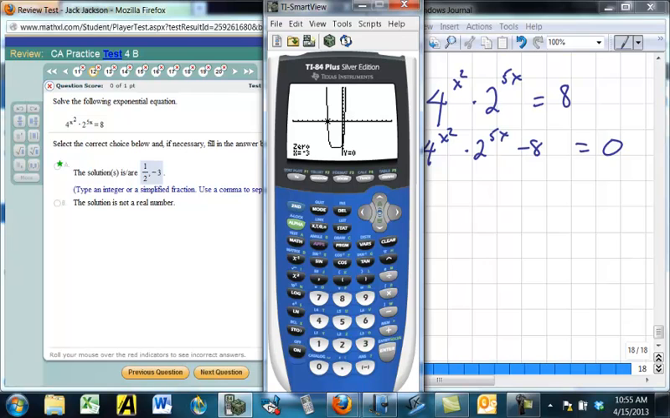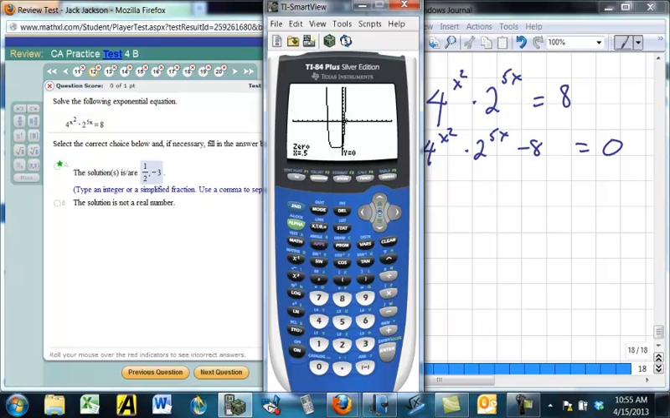To do the other one, we can do a calc 0 again. This time for left bound, we want to get over a little closer to it on the left side. Let's get past this little minimum here. Okay, that's decent. Enter. Right side. Okay, that's good. And that's not bad for a guess. Enter. And we get 0.5.